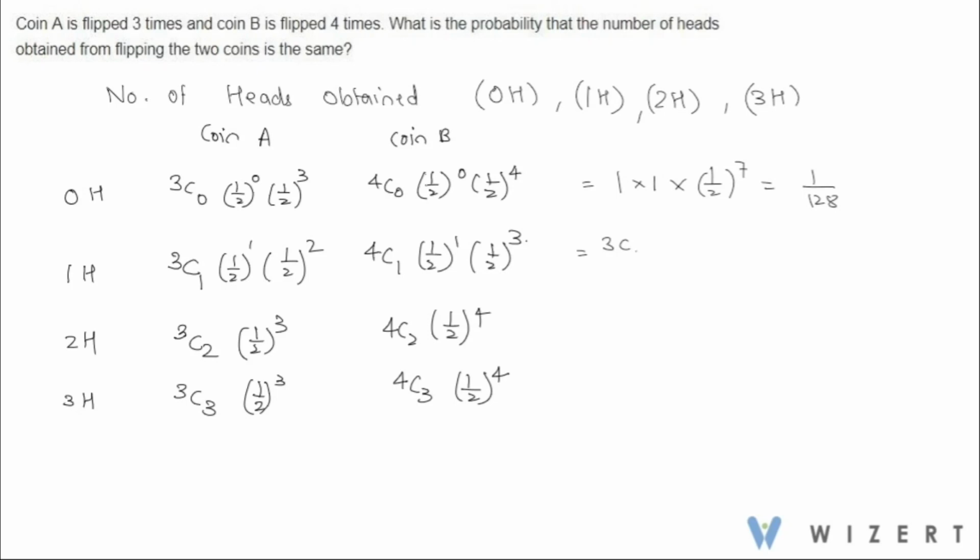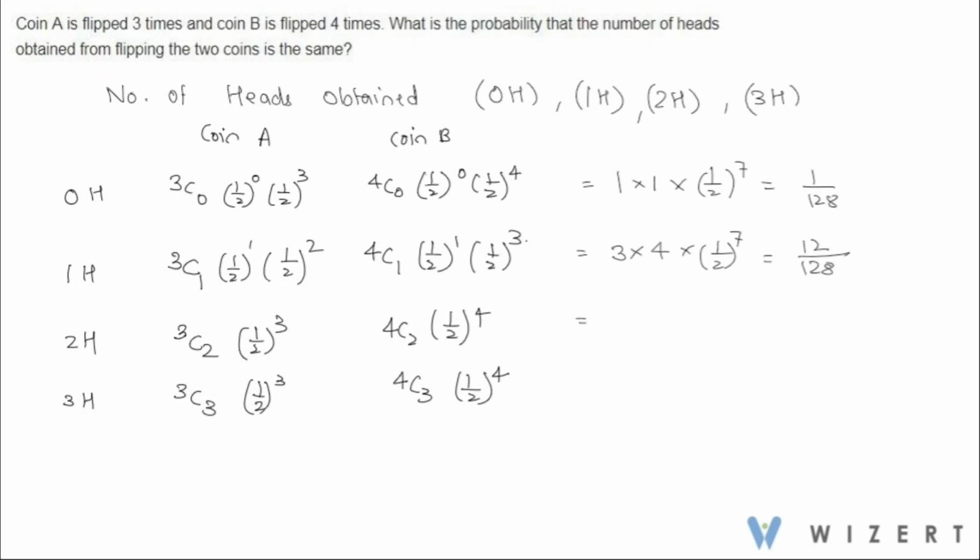Now 3C1 is nothing but 3 factorial divided by 2 factorial into 1 factorial. Now 1 factorial is 1, 2 factorial from 3 factorial will cancel out with the denominator 2 factorial, and we are left with 3 in the numerator. So 3C1 is 3 multiplied by, similarly 4C1 is 4, and we have half to the power 3 into half to the power 4, which is again half to the power 7, which is equal to 12 by 128.